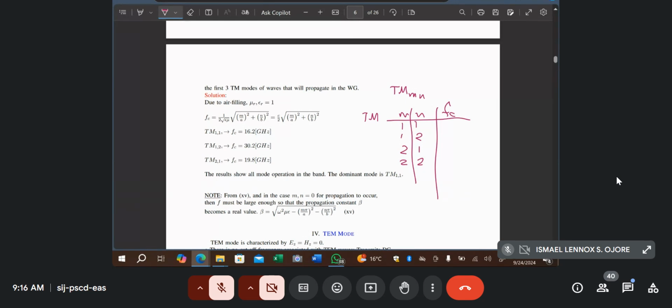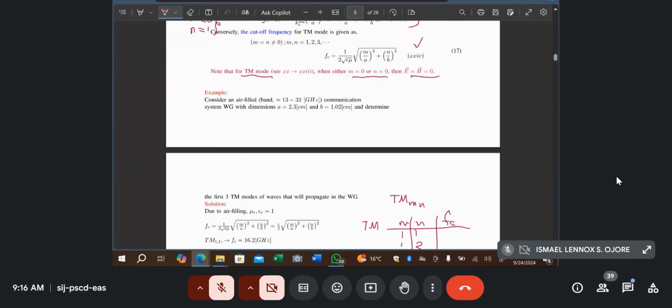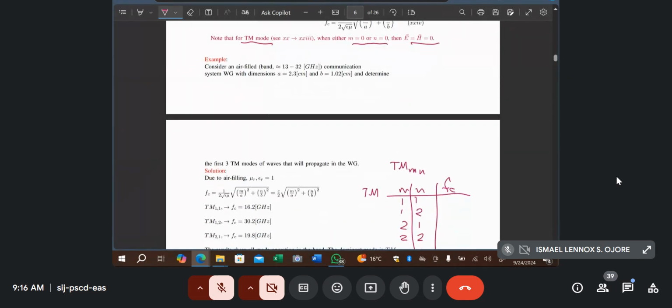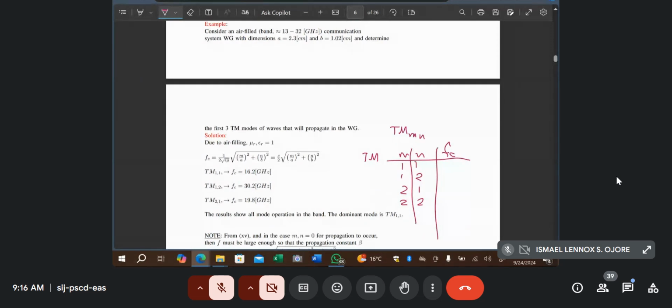Excuse me, sir. Yes. Could you scroll to the A and B, the coordinates? Also here we have A. A is 2.3 centimeters. B, 1.02 centimeters. What else do you need?